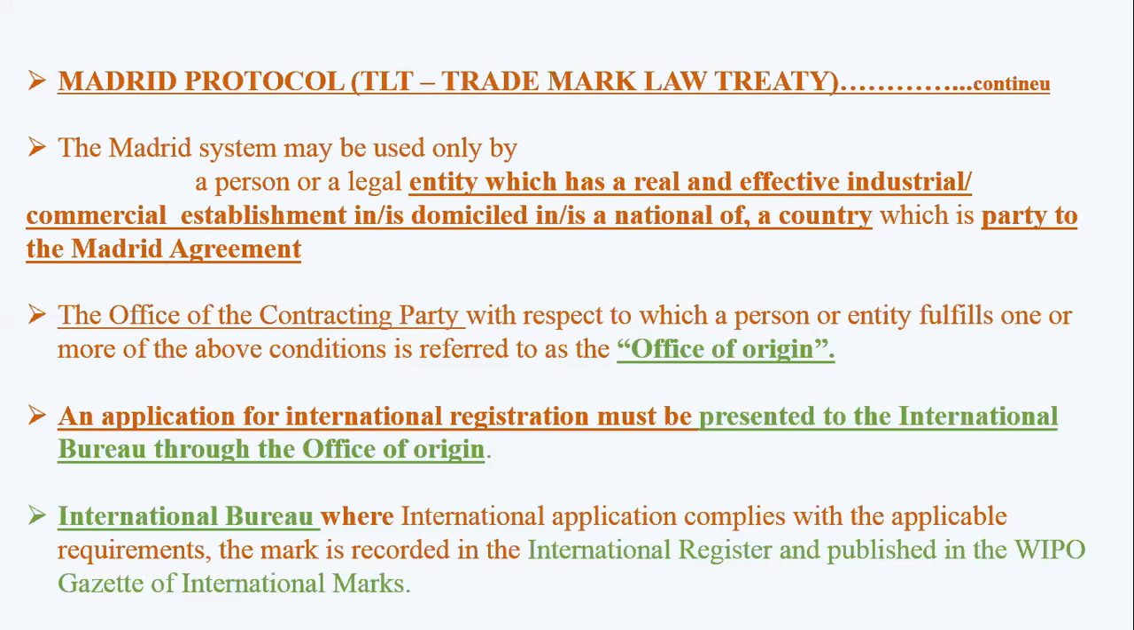The mark is recorded in the international register and published in the WIPO Gazette of International Mark. Okay, so these are the advantages taken by the international bureau, that is the World Intellectual Property Organization, where they will get required documents from the office of origin, and they will register it in the international register and publish it in the WIPO Gazette of International Mark. And once it gets published, that particular trademark will get protected in the other countries also.